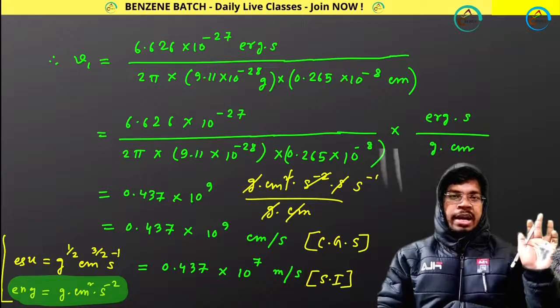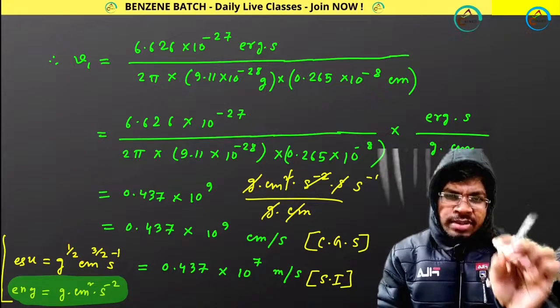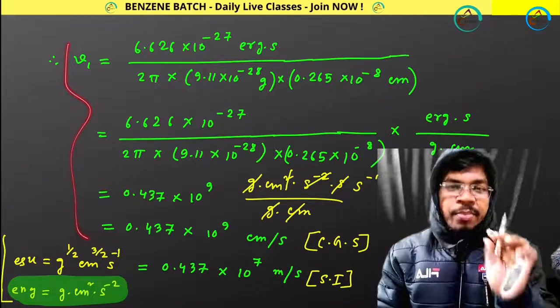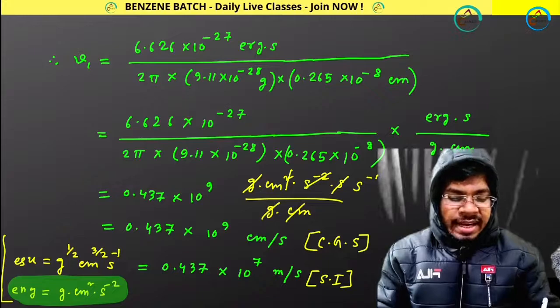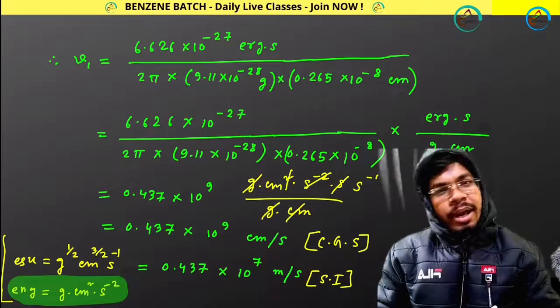I hope that you can do. But do not make mistakes. If you are getting confused anywhere, just follow the simplest method. First get the value in CGS unit, then get the value in SI unit. Okay, that's all.